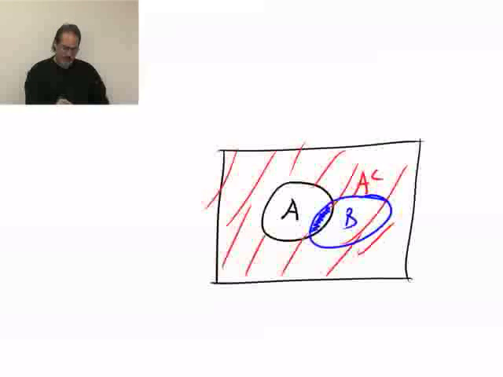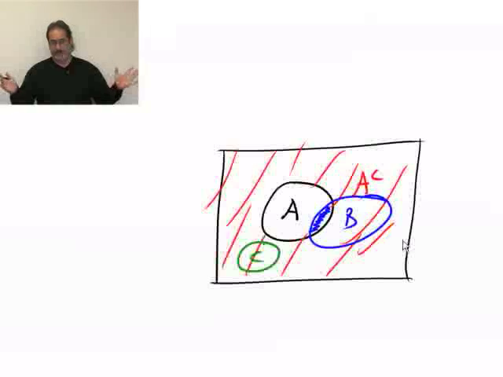There could be some other event, perhaps event C, where event C doesn't overlap with A or B. All of C is in the complement of A. So anyway, there's a quick Venn diagram to help you visualize what it means to be the complement. If I have some event that I'm interested in, the complement is simply everything else. That's it.